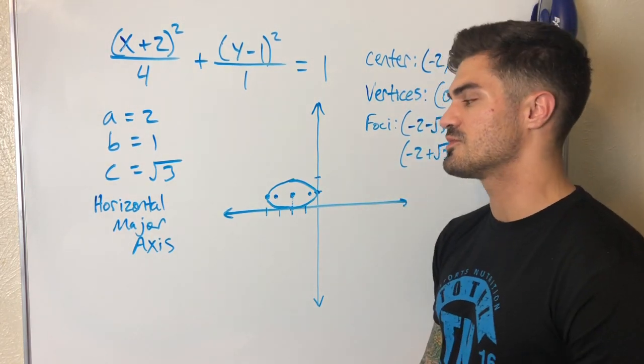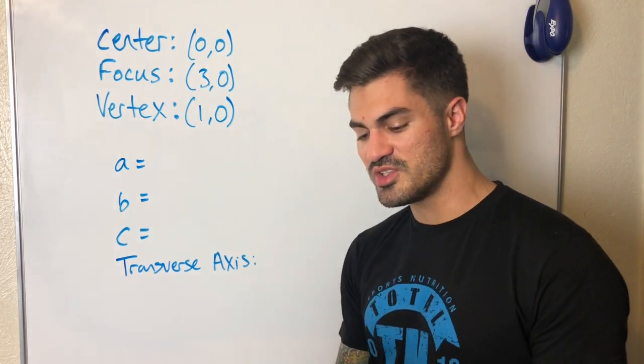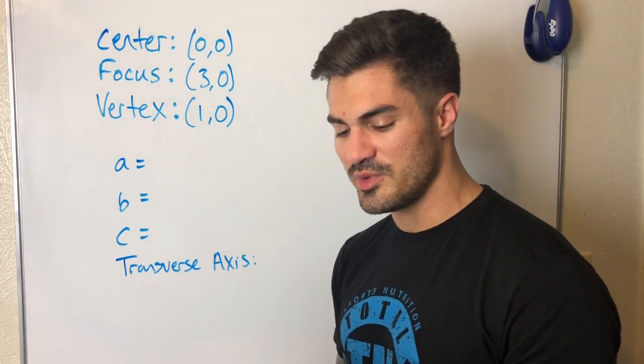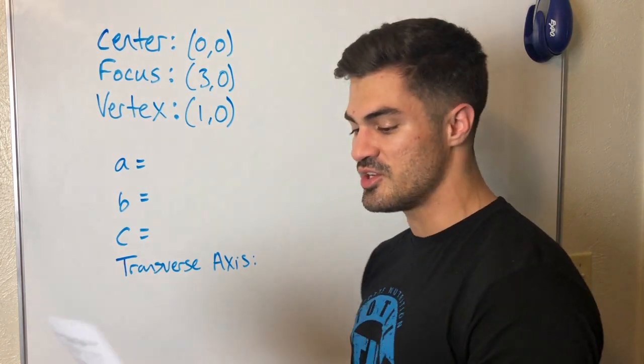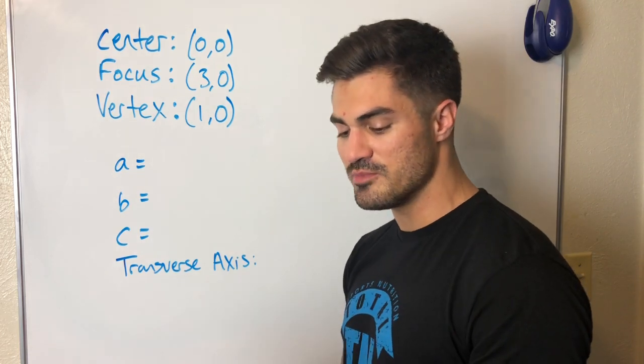So let's go and move on to the next problem. All right, so for this next example, we have find the equation of a hyperbola with center at 0, 0, focus at 3, 0, vertex at 1, 0. Then sketch a graph. So now we're moving on to hyperbolas for these last 2 problems.